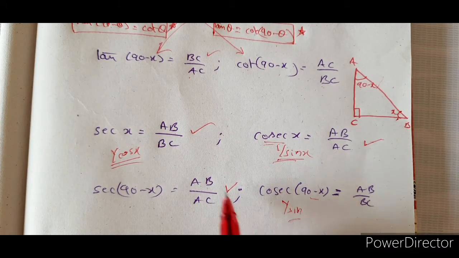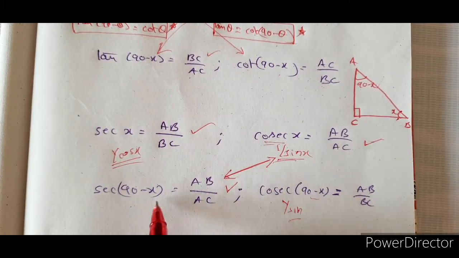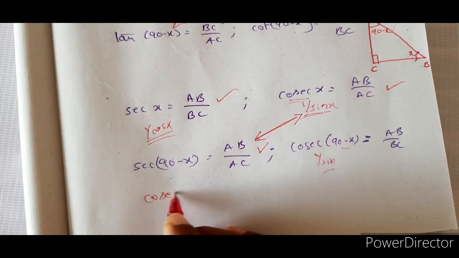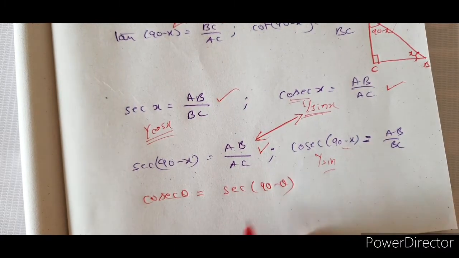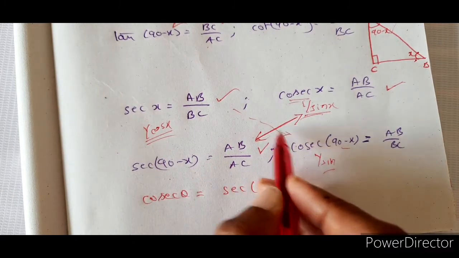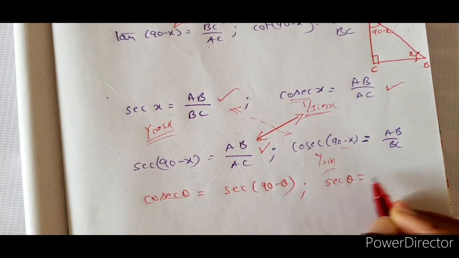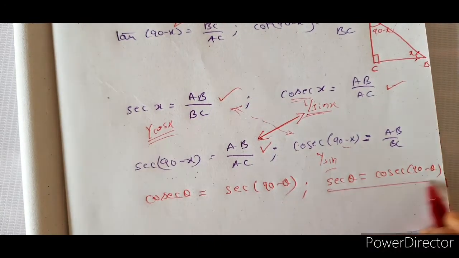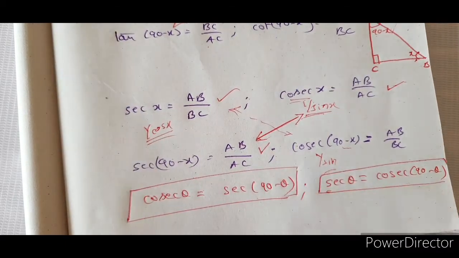So therefore, what do you observe here? See, these two are equal. Cosecant x is equal to secant of 90 minus x. Can I write it now? So cosecant theta is equal to secant of 90 minus theta. Perfect. And now if you observe these two are also equal. That means secant theta is equal to cosecant of 90 minus theta. Very, very important results.